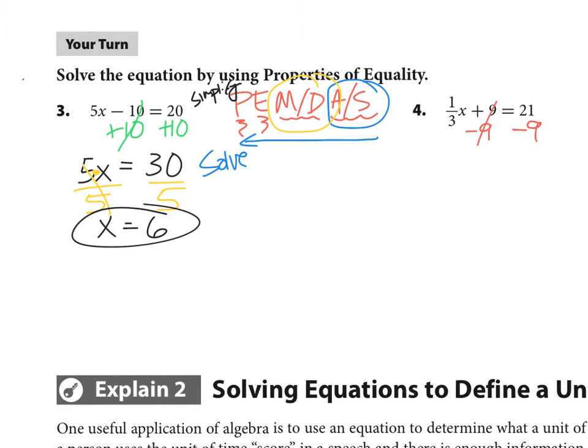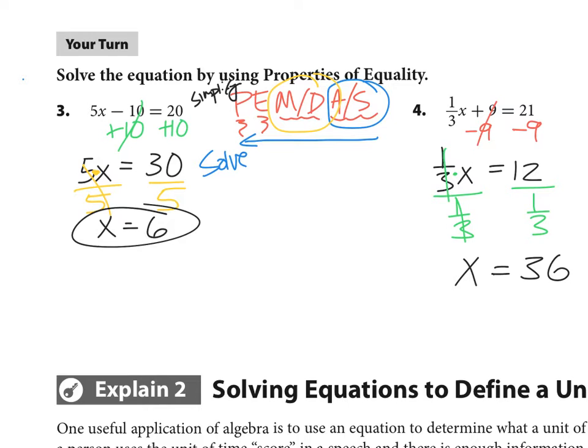Those cancel. 1/3 x equals 12. Now, how do I get rid of the 1/3? There are actually two ways to do this. I'm going to write it two different times, and then you choose what you want. So one is, this is multiply, so to get rid of it, I divide. Now, if we're using a calculator, this is pretty easy. You can do 12 divided by 1/3 on the calculator, and when you do that, you get 36.